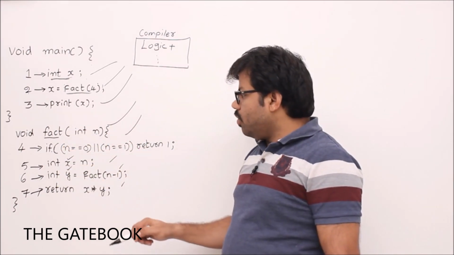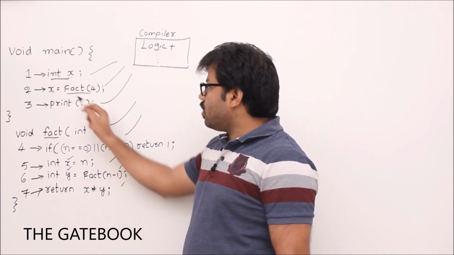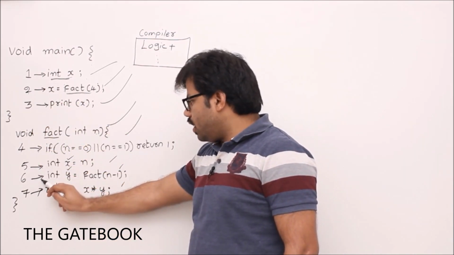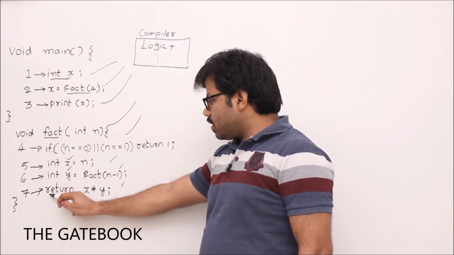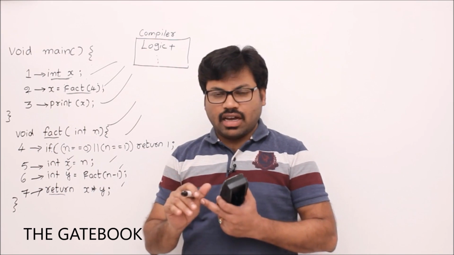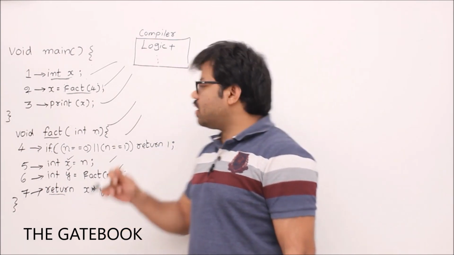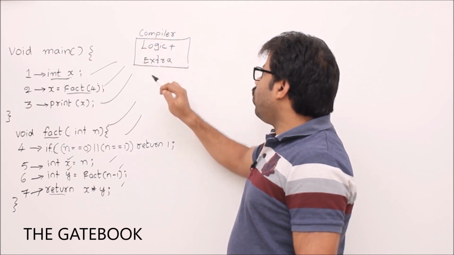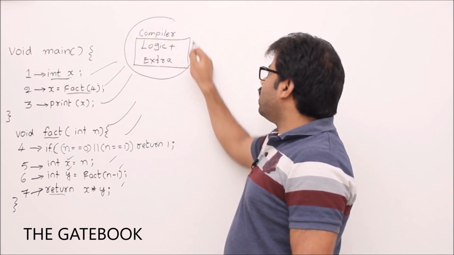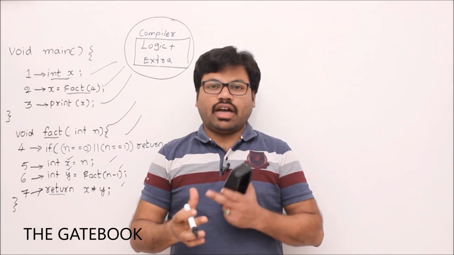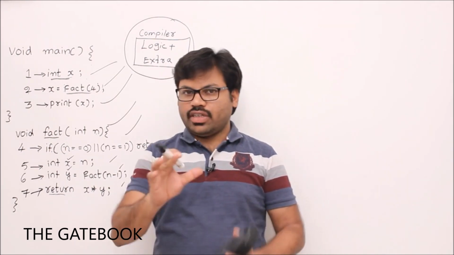At the same time your compiler has to remember the control sequence. From 2 it should come to 4, after that 5, 6, 7. Whenever return is executed, you have to go back to line number 3. All these things are remembered by the compiler's extra code. So that's why some extra code is required. Now I am going to talk about such extra code, what it is and what its functionality is, we'll see.